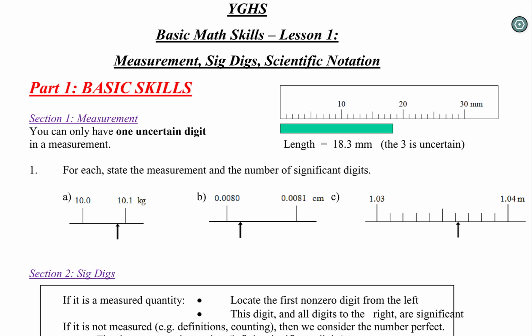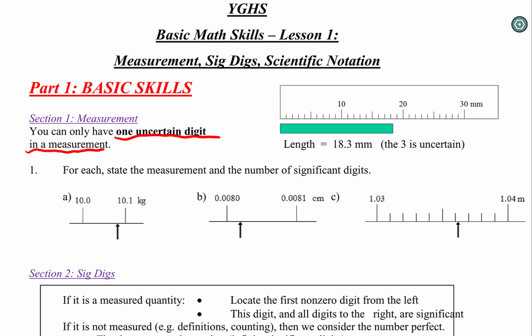So the first thing we want to talk about is measurement. Measurement can only have one uncertain digit in the measurement itself. What that means is when you make the measurement, you're going to come to a point where you're not quite sure it is this or that. That would be an uncertain digit. I'm not sure if this is 0.7 or 0.8. I'm going to pick 0.7. That's a certain amount of uncertainty. You're only allowed to do that once in any kind of measurement.